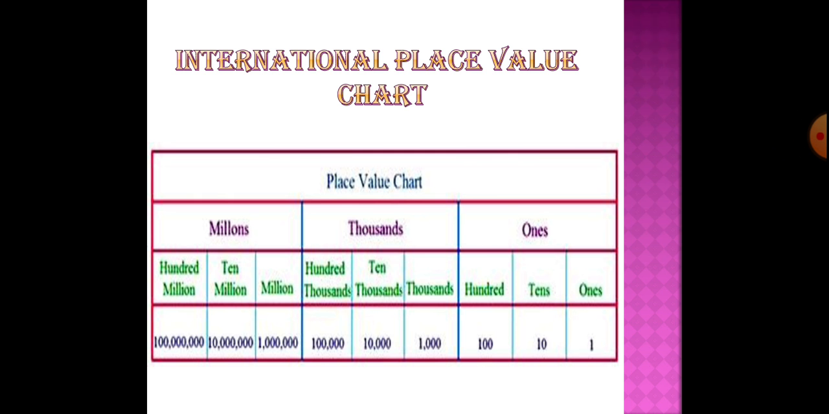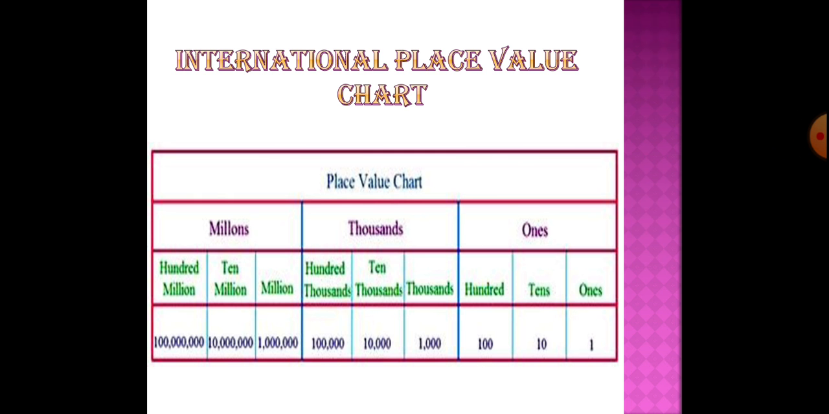What we observe here is, we observe three periods here. That is ones period, thousands period and millions period. And in each period there are three digits. In ones period we have three digits. In thousands period we have three digits. And in millions period we have three digits.